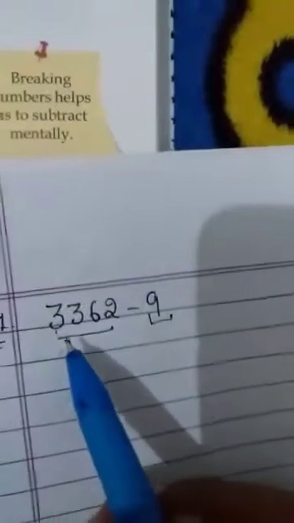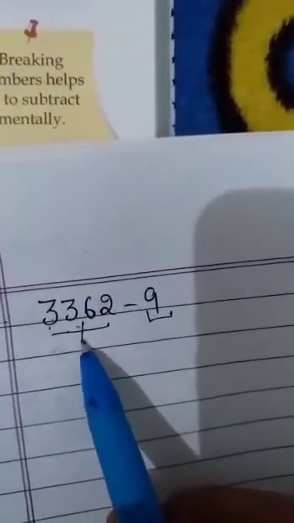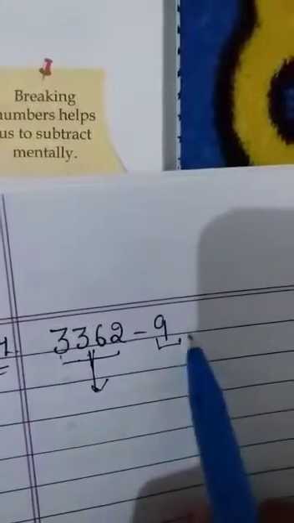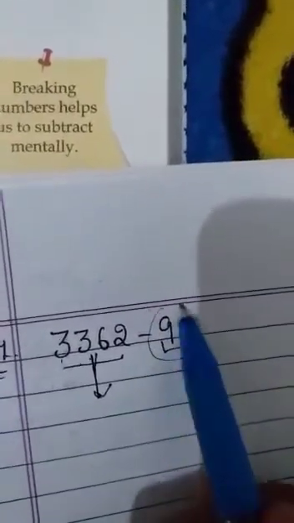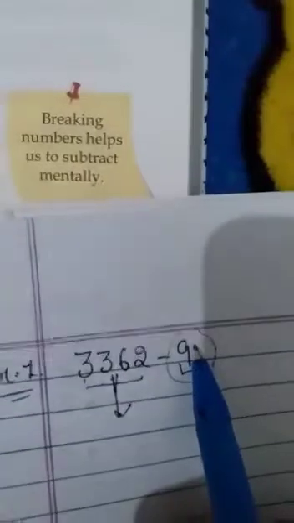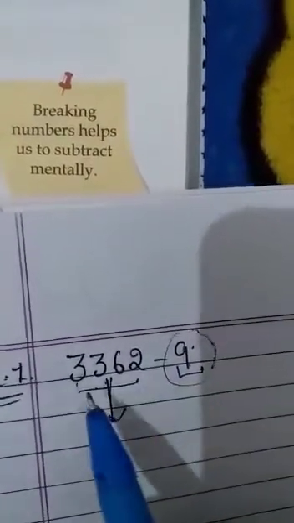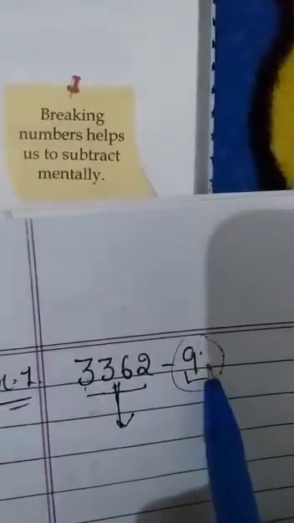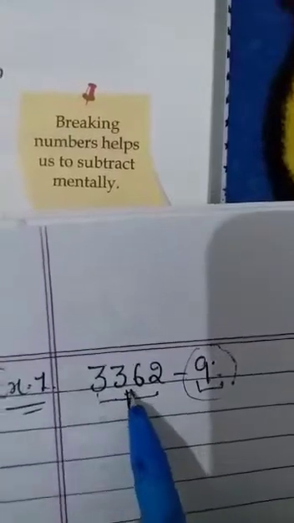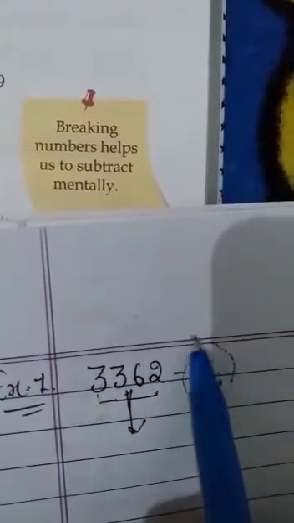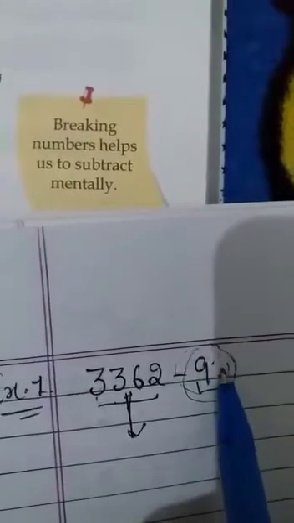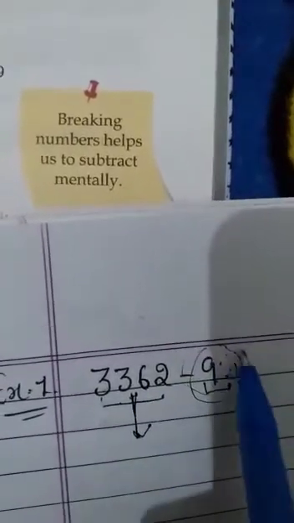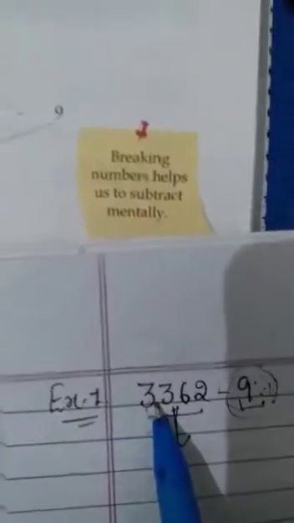Which one is bigger? 3362 is bigger and 9 is smaller. We always break the bigger number in tens form or hundreds form, depending upon the smaller number given. If the smaller number is nearest to a 10, we break the given number in tens form. If it is nearest to 100, we break it in 100 form. If it is nearest to 1000, we break it in 1000 form.